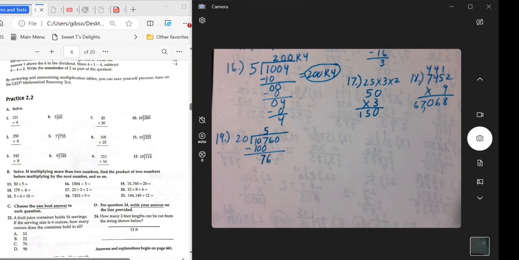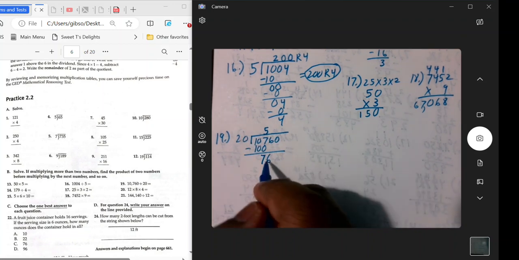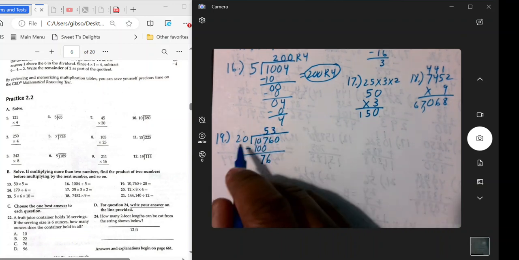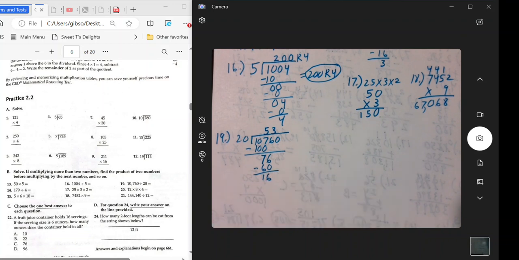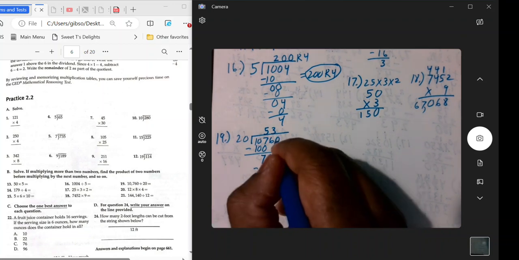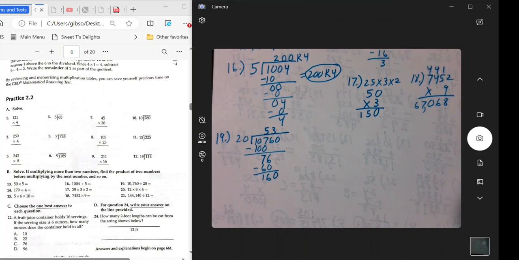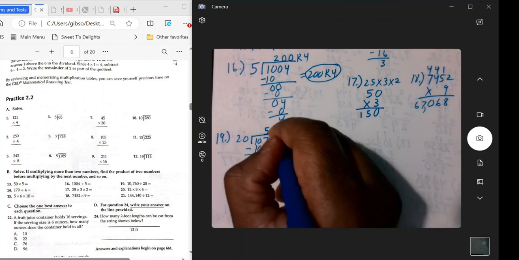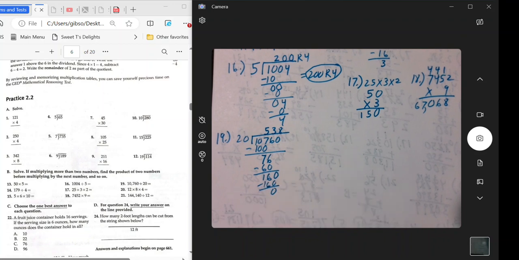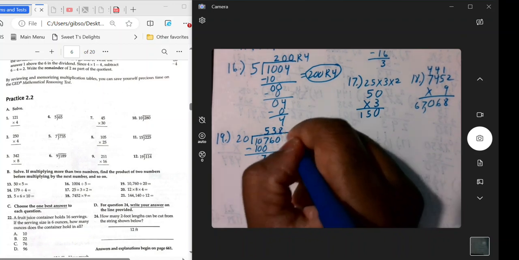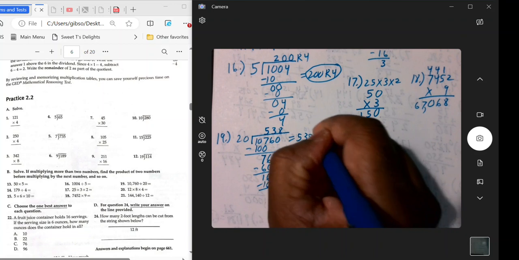Bring down our 6. 20 goes into 76 3 times. 3 times 20 is 60. So we have 16. We'll bring down our 0. So 20 goes into 160 8 times. 8 times 20 is 160. And you have no remainder. So this is 538.